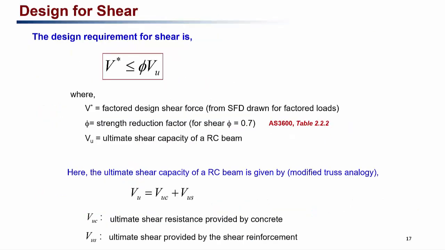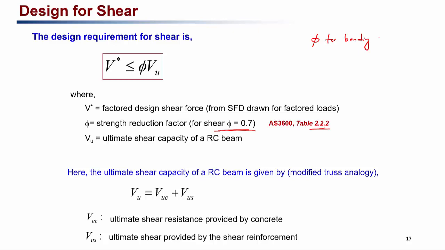Now coming to the design of the shear reinforcement, we again use the ultimate strength design equation. That means V star, the shear force using the load factor, should be less than or equal to the design shear capacity of the beam, that is phi Vu. Here, V star is the factored design shear force acting on the beam. Phi is the strength reduction factor, and from table 2.2.2 for shear, phi is 0.7.